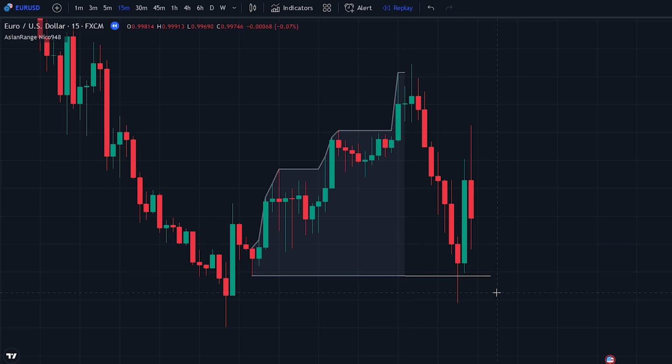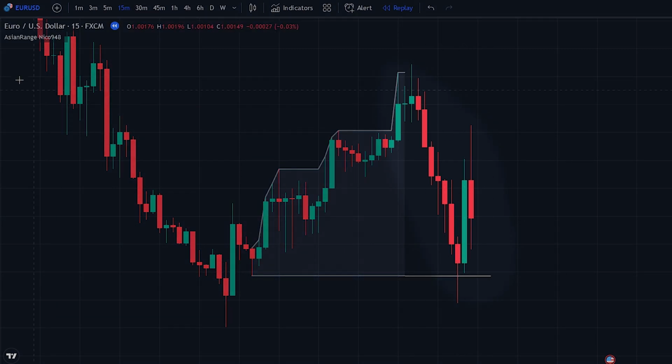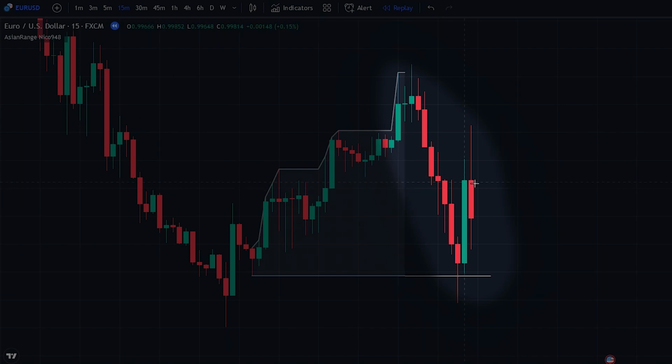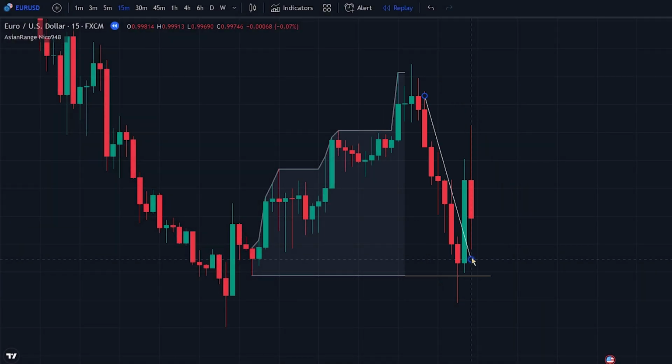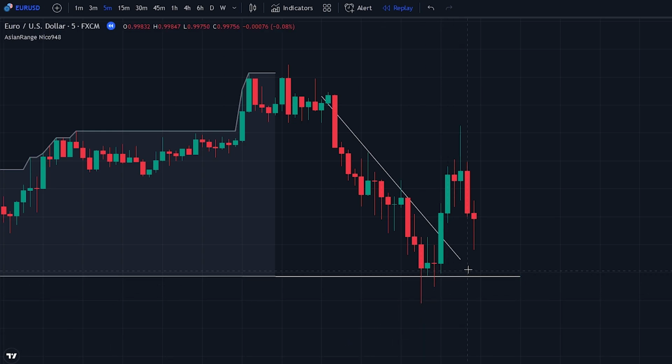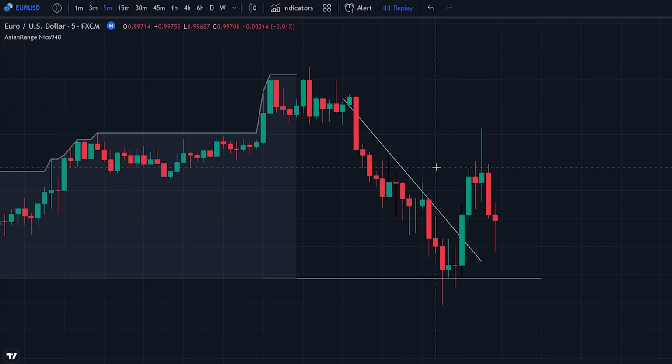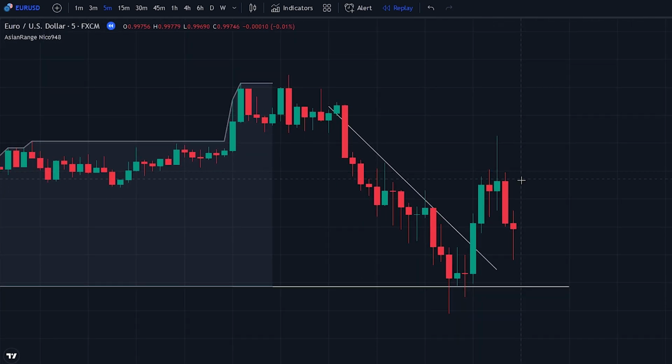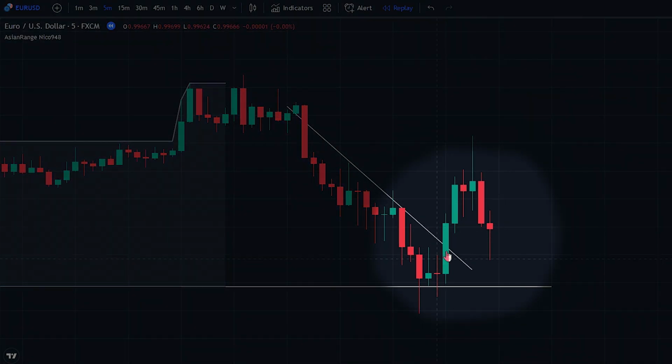Secondly, there will need to be a break in the structure. As you can see, this occurs here, meaning that a valid signal has been generated. Once this happens, we can switch to the 5-minute time frame to look for the exact entry that we will be taking. On this time frame, we will be looking for the lowest fair value gap, meaning that we will be looking for 3 candlesticks where the wicks from the outer candlesticks haven't fully covered the body of the middle candlestick. We see this happening here.